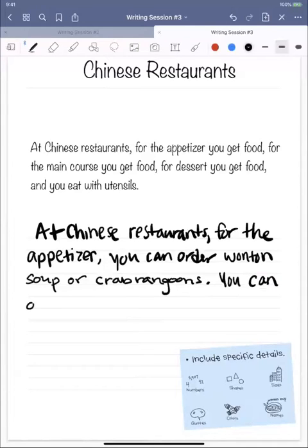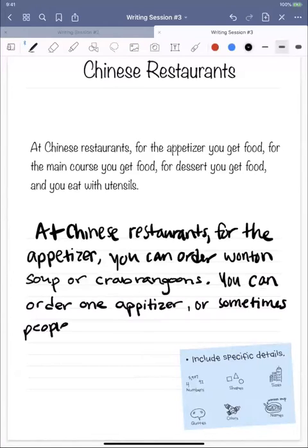can order 1 appetizer, or sometimes people even order 3 different appetizers.